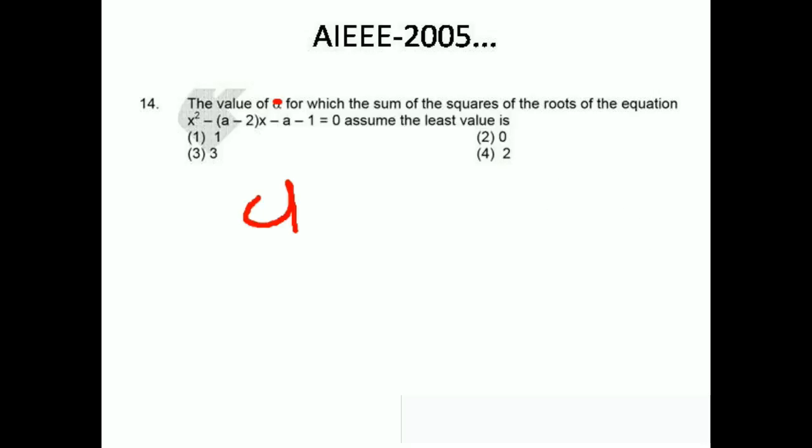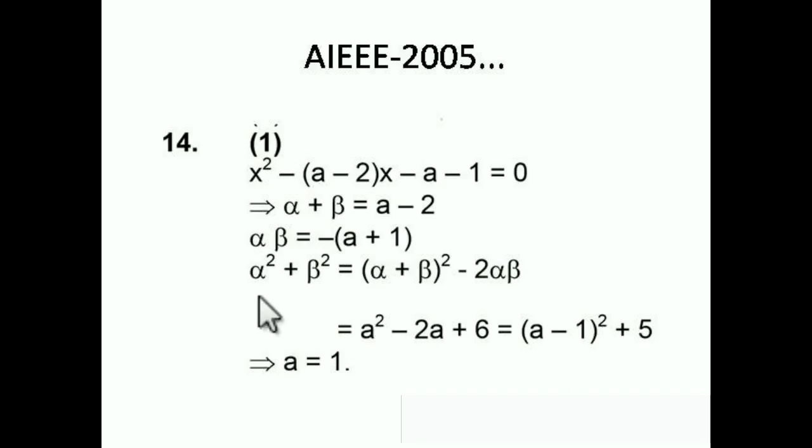Now, sum of the squares of the roots. Let us assume the two roots are alpha and beta, so we want alpha square plus beta square. We have the equation x square minus (a minus 2)x minus (a minus 1) equals 0. We all know that alpha plus beta, the summation of the roots, is minus b by a, so it becomes a minus 2. The multiplication alpha into beta is c by a, that means minus of (a minus 1), since a is 1, so it's minus (a plus 1).